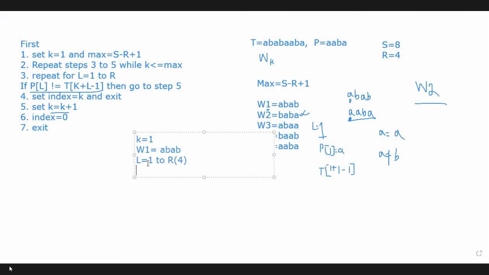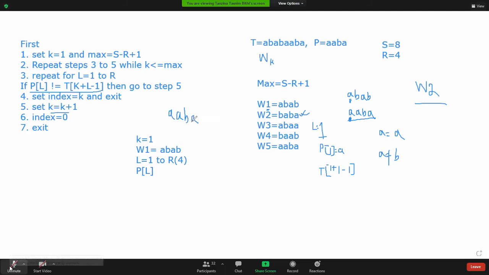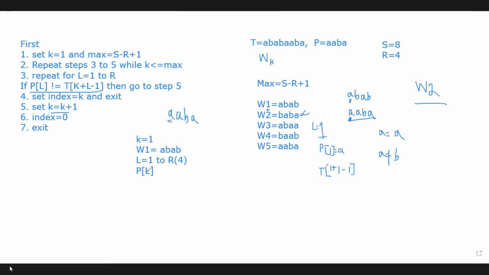When L equals 1, look at this, the condition is if P of L not equals T of K plus L minus 1. What is the value of P of L? A, right? Yes, ma'am. The pattern is A, B, A. When L equals 1, that means we are testing the first character of the pattern. So P of 1 equals A, and what is the value of T of K plus L minus 1?